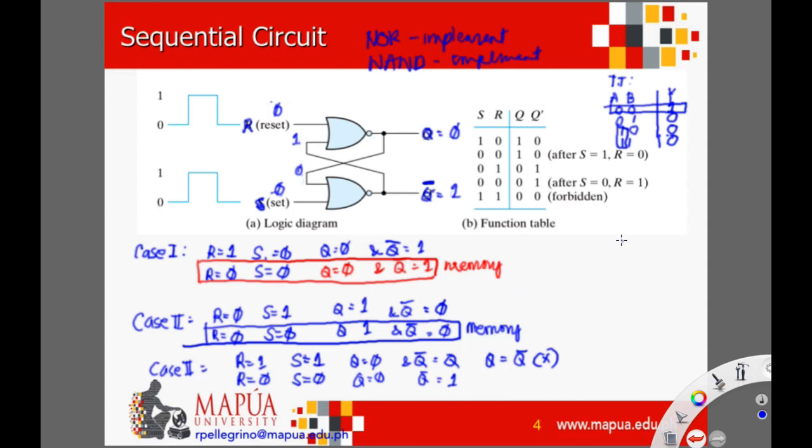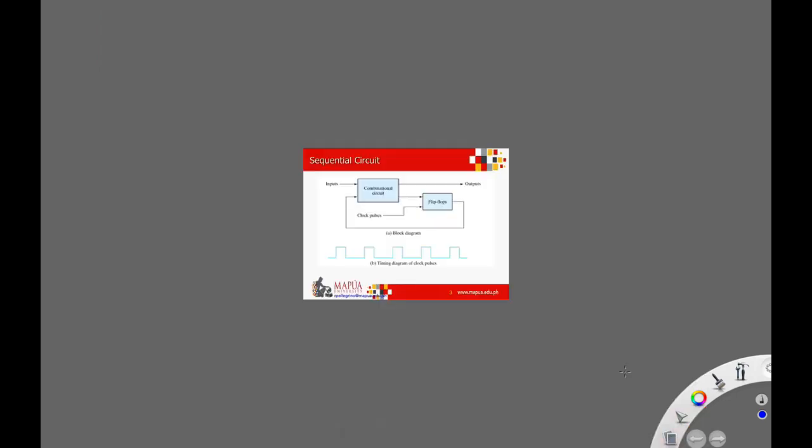So that means if you have an input of 1, that is forbidden. You're not allowed to use that particular input, SR equal to 1, 1. Okay. Now, let me just clear this one.